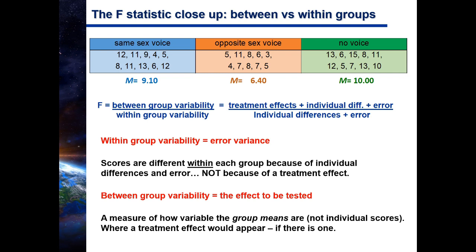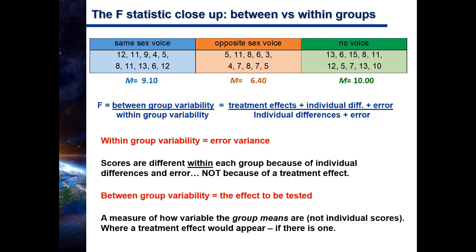All right, so ANOVAs are great because if you set your alpha to be 0.05, it doesn't matter how many means are being compared, the risk of a type 1 error will not exceed 0.05. So that makes the ANOVAs the preferred statistical method for analyzing data like this.